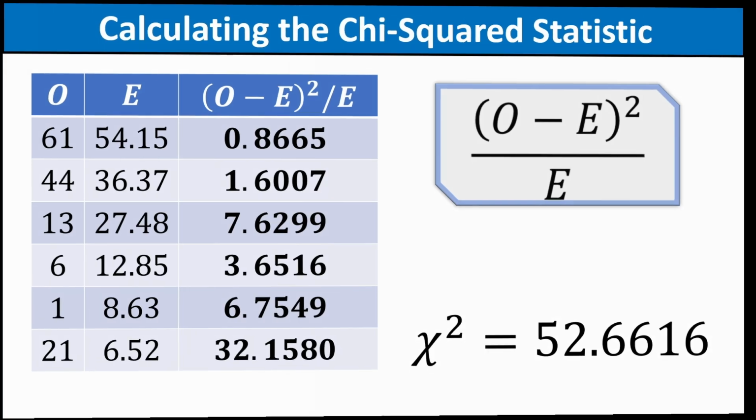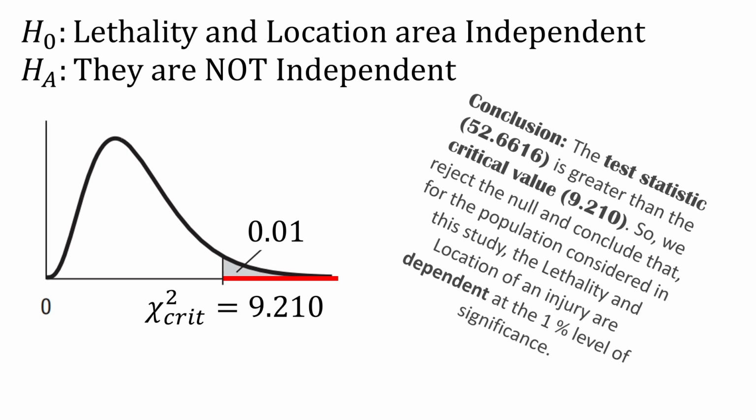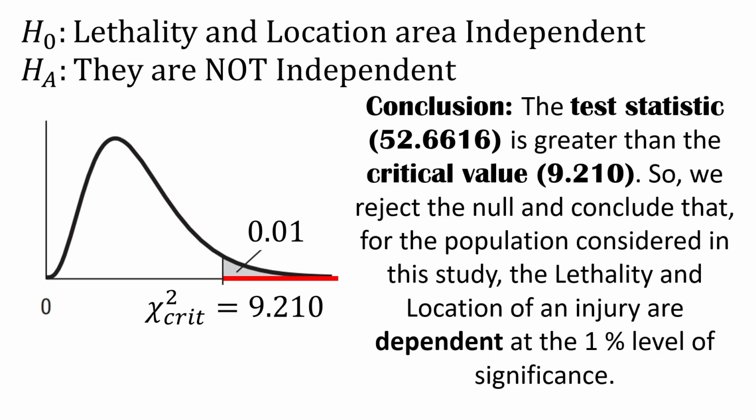And how do you know that? Well, let's go back to our decision rule. We already said ahead of time that to conduct a 1% test, we're going to reject as long as our test statistic is bigger than the critical value of 9.210. So clearly here, we're going to reject the null hypothesis. So the test statistic is much, much greater than the critical value. So we reject the null hypothesis and conclude that for the population considered in this study, the lethality and location of an injury are dependent at the 1% level of significance.